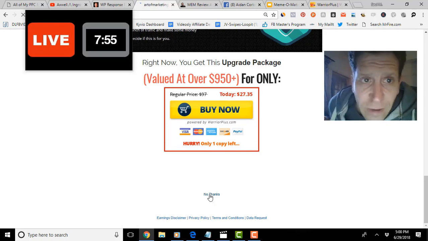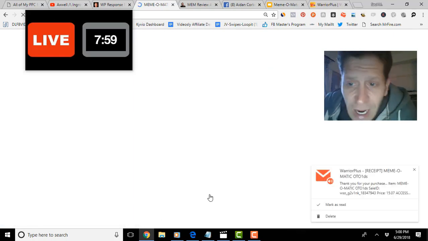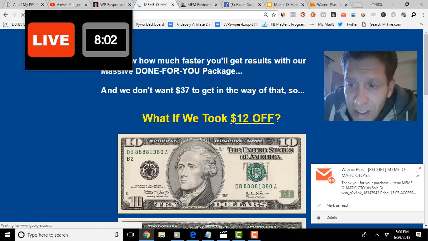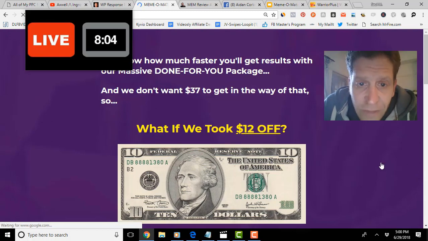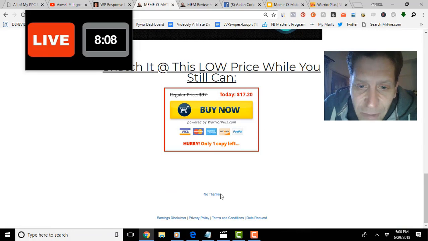And guys, when you go through a funnel like this, read the pages and see what they're offering and how they look there. My receipt came. And see what they're offering. What if we took $12 off? So it'll be $17. Maybe I'll get this at a later stage, but I'm not going to buy this now.